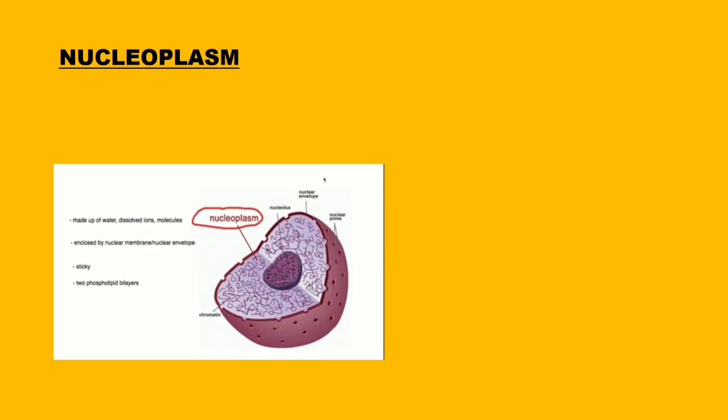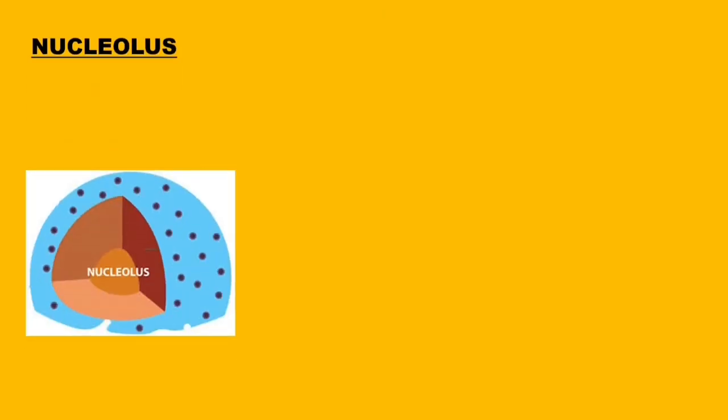The second part of the nucleus is nucleoplasm. It is a clear gel-like ground matrix containing ions, proteins, nucleotides, and ribosomes. Chromatin threads and nucleolus are also embedded in it. The third part of the nucleus is nucleolus. It is a small ball-like structure in the nucleus and is composed of a large amount of RNA, protein, and some amount of DNA. Usually one is present, but sometimes more than one nucleoli are present.